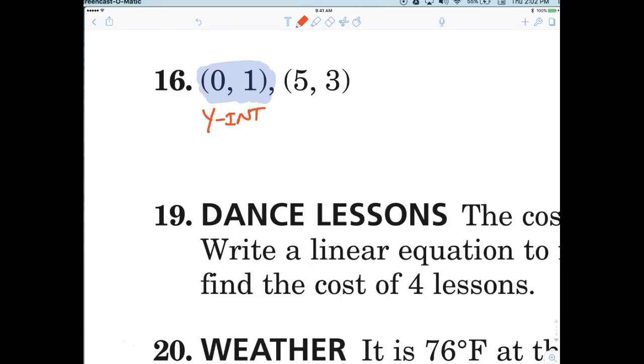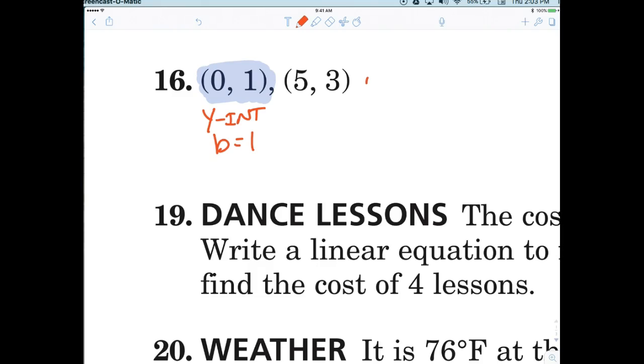Because all we have to do is find the slope, because they gave us what? B is equal to what number? B is equal to 1. Now again, if you didn't see that, would you get the same answer? You would always get the same answer if you do it properly. But this is just a nice thing to see. 0, 1 is the y-intercept, so b is 1.